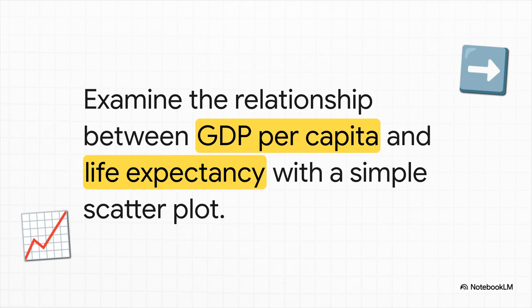We just tell our system, take the Gapminder data, put GDP on the bottom axis, life expectancy on the side axis, and use points as our shape. If we plotted that, we'd get a simple scatter plot, and we'd see a pretty clear trend right away. As countries get wealthier, people tend to live longer.